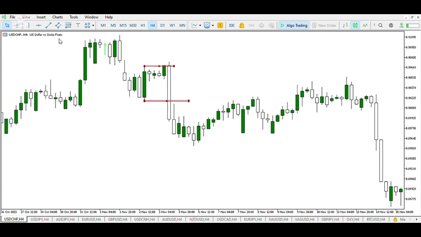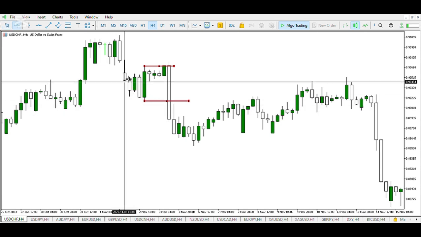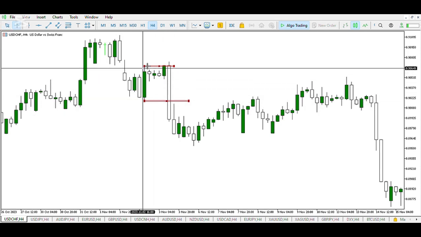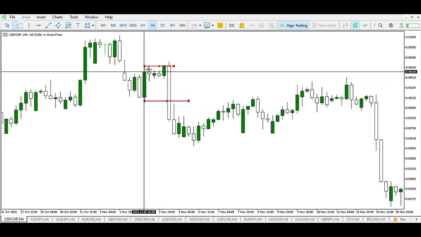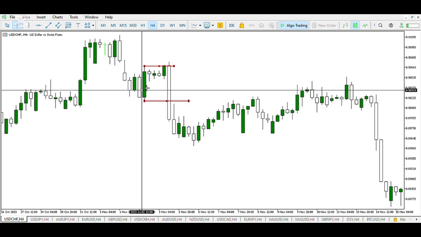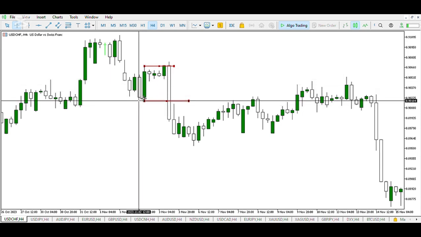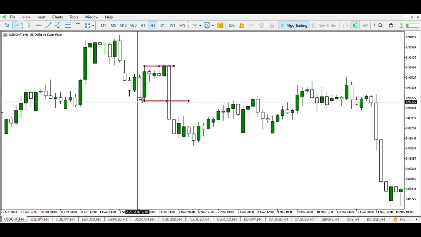Although, let me just explain the psychology behind all the moves here. When price closes in this level, you can see buyers in this zone, and the buyers of this day would have set their stop loss in this low.